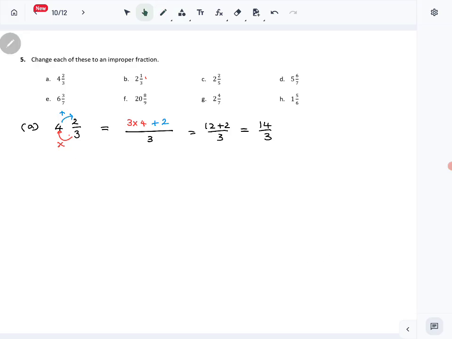So remember the method. First step is what? Multiply the whole number by the denominator. So 3 into 4. Then you get a number, no? Which is what? 12. So write it here in the numerator. Then add the numerator to that number. So that product plus 2, that product plus the numerator is the new numerator that is divided by the same denominator. So then simplify and you get the improper fraction, right? So let's do the next one.